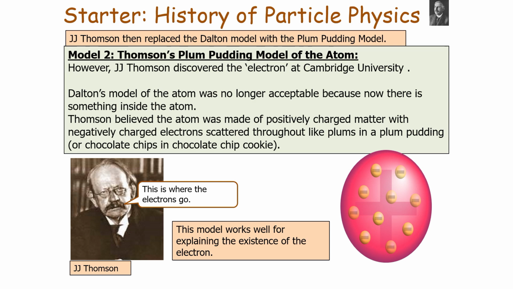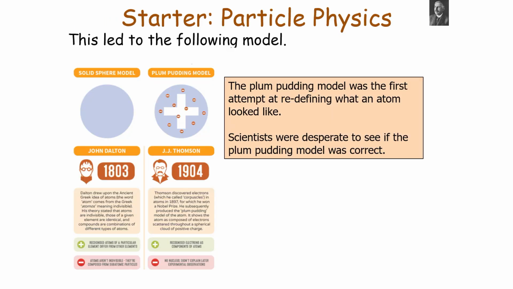Thomson replaced the Dalton model with something called the plum pudding model, because when J.J. Thomson discovered the electron, Dalton's model of the atom was no longer acceptable because there was now something inside of the atom. Thomson believed that the atom was made of positively charged matter with negatively charged electrons scattered throughout like plums in a plum pudding, or chocolate chips in a chocolate chip cookie. So the plum pudding model was the first attempt at redefining what an atom looked like. Scientists were desperate to see if the plum pudding model was correct.